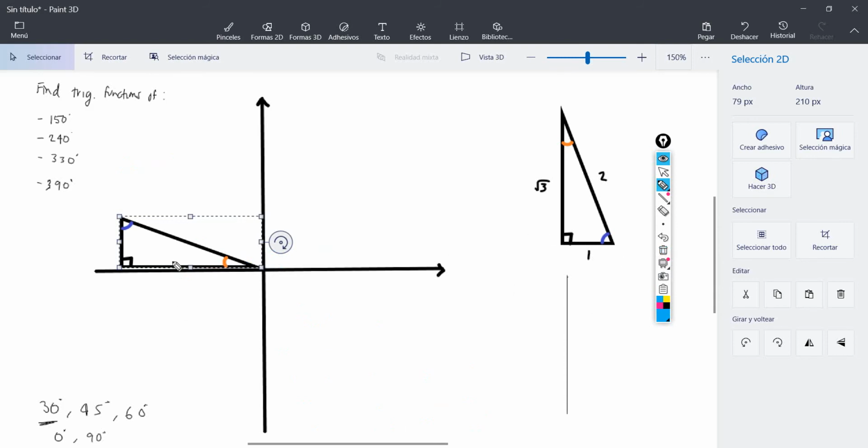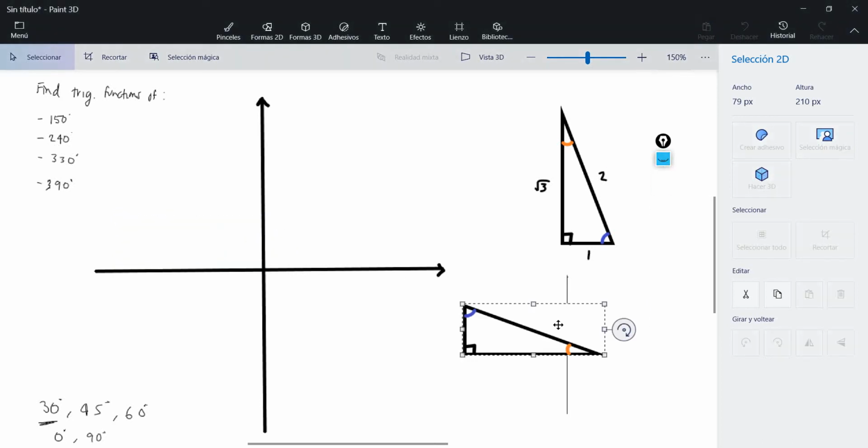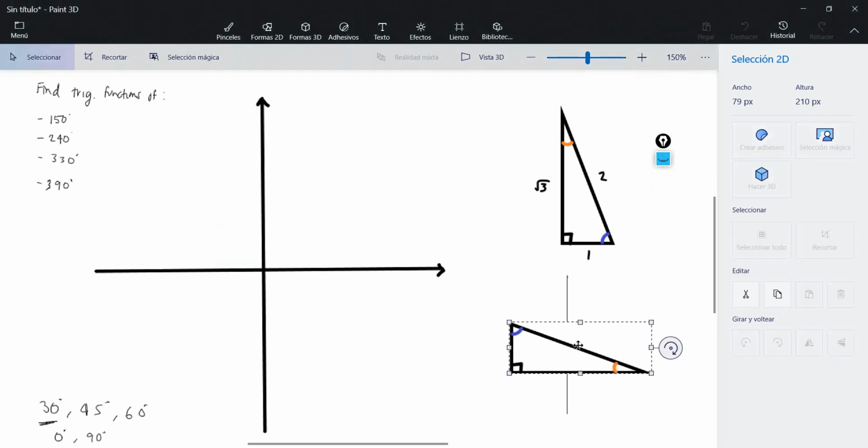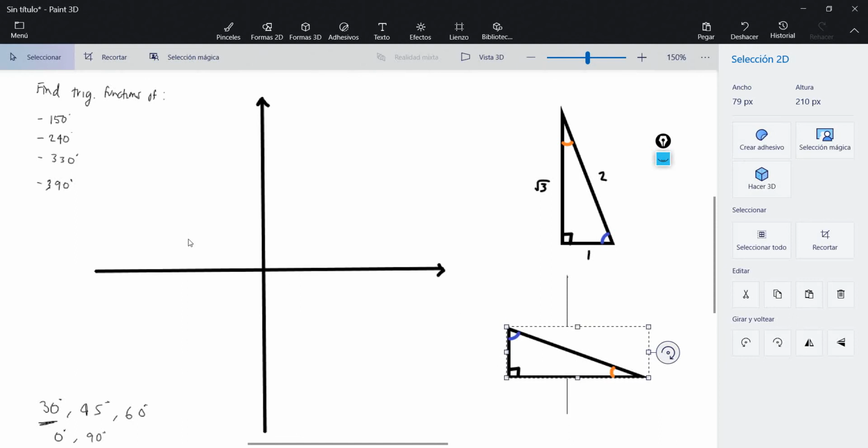Okay, let's erase everything, and now let's go with the one of 240 degrees. Okay, so I bring back my triangle here, my special triangle. 240 degrees is living in the third quadrant, right? Because it's greater than 180 and less than 270. So it's over here. So I should place this triangle over here with the red angle pivoting at the origin and one of the sides of this triangle, one of the catheti resting on one of the axes.